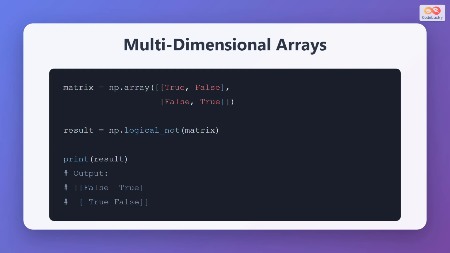Logical_not also works seamlessly with multi-dimensional arrays. Here we have a 2x2 matrix with Boolean values. When we apply np.logical_not, every element in the matrix is inverted. The structure of the array remains the same, but all true values become false and all false values become true.